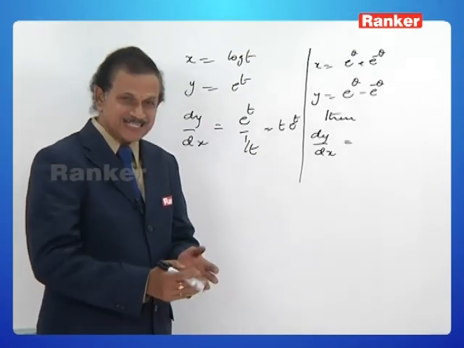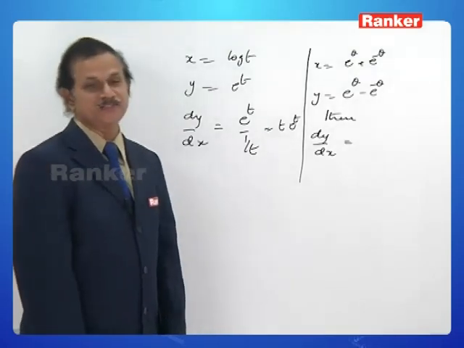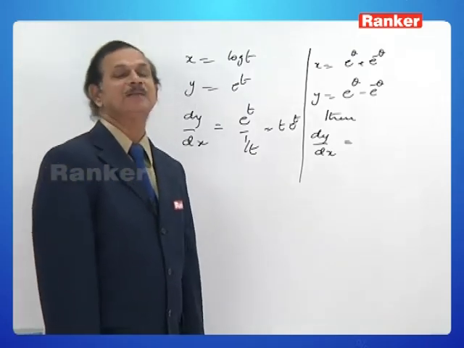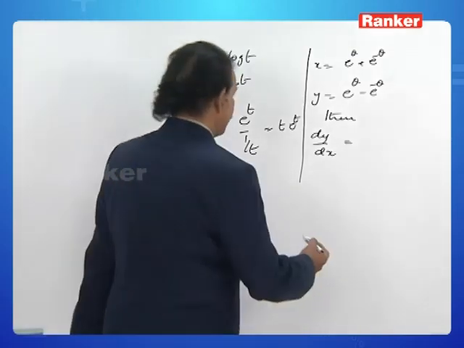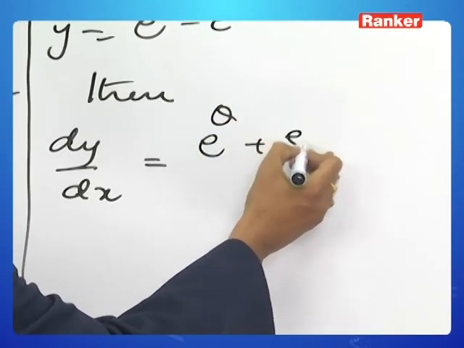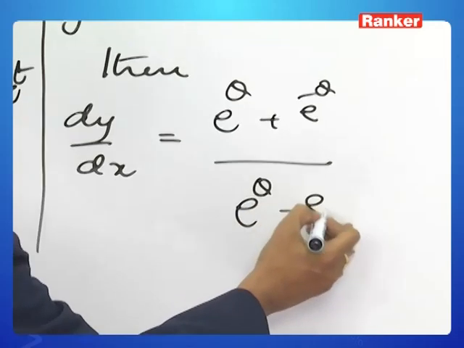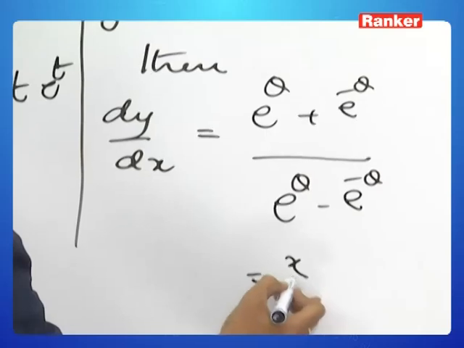If you proceed systematically, then dx by d theta is e power theta minus e power minus theta. dy by d theta is e power theta plus e power minus theta. Isn't it? Okay. dy by dx is e power theta plus e power minus theta by dx by d theta, e power theta minus e power minus theta. This is x, this is y. Hence the answer is x by y.